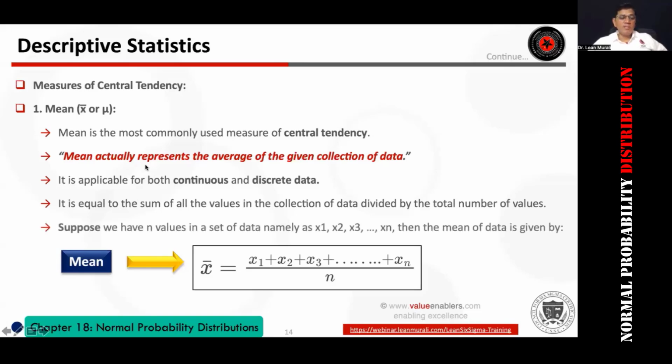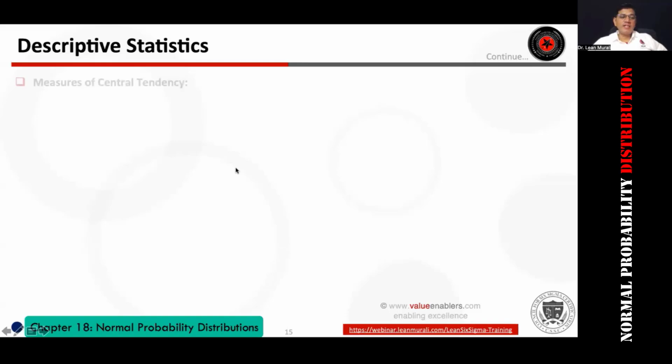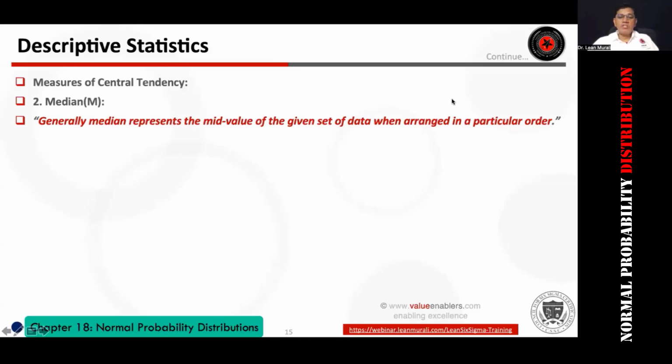It's the most simple thing to calculate. Okay, now let's go to the next measure of central tendency, which is called the median. The second one is called the median. For those who don't know the median, I will explain. Median represents the midpoint of the given set of data when it is arranged in a particular order.